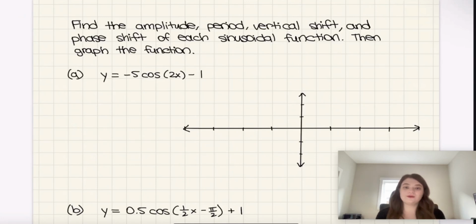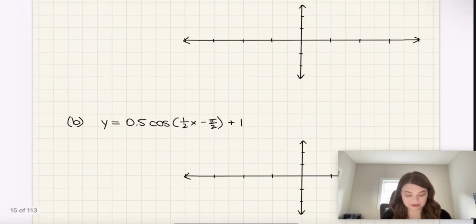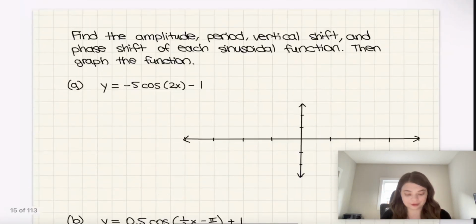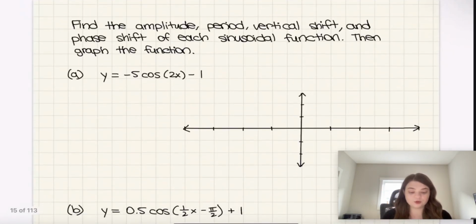So today we are going to graph each of these sinusoidal functions. I have this one here and this one here as well. We'll be going through both of those today. And we're also going to find the amplitude, period, vertical shift, and phase shift of each sinusoidal function. Now, in order to even graph the function, we need to find these things anyway.